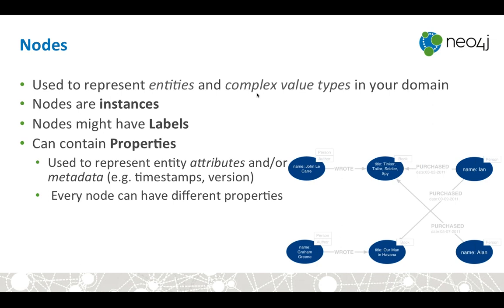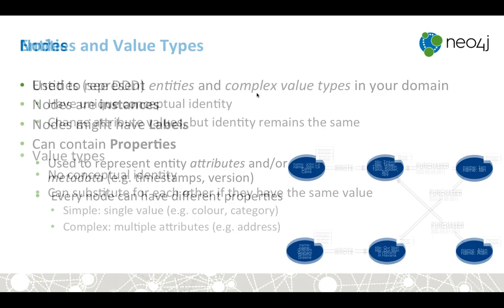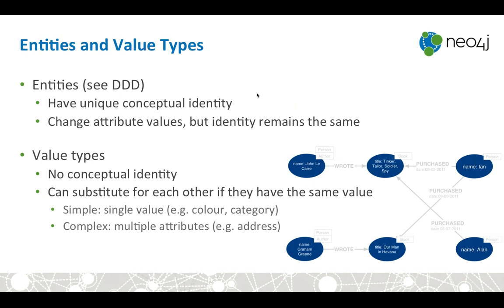Your nodes in a graph might have labels. Most of the nodes nowadays have labels. I'll talk about that in a minute. And nodes can also contain properties, which either represent attributes or metadata about your entities, like when it was created, which version it has, by whom it was created, and so on.